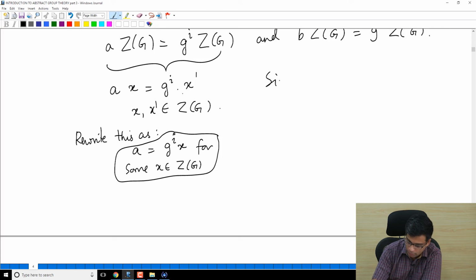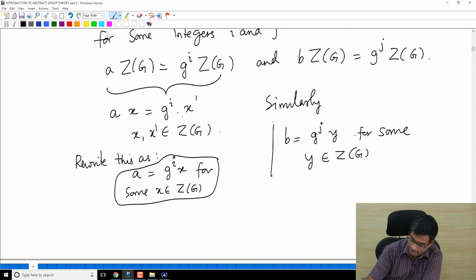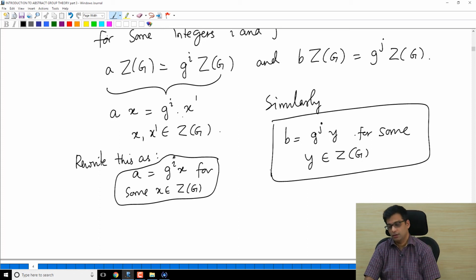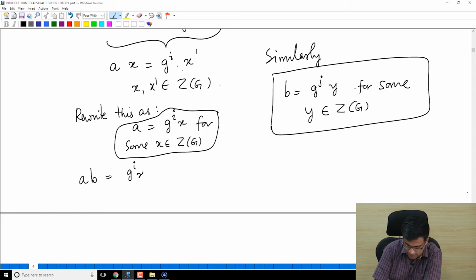Similarly, we have B equals g power j times y for some y in the center. So A equals g power i times x for some x in the center. Similarly, B is equal to g power j times y for some y in the center. Now let's go ahead and calculate AB. Now that we have written everything in terms of elements of capital G and not as cosets, let's write AB. So this is g power i x, g power j y.